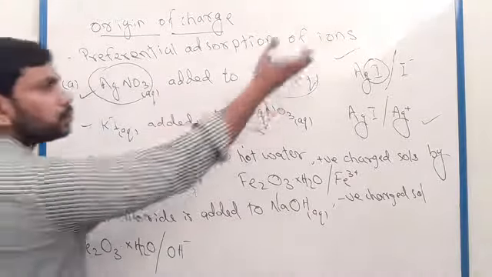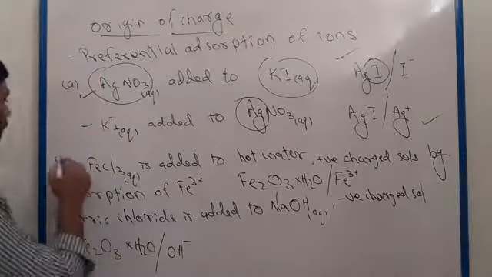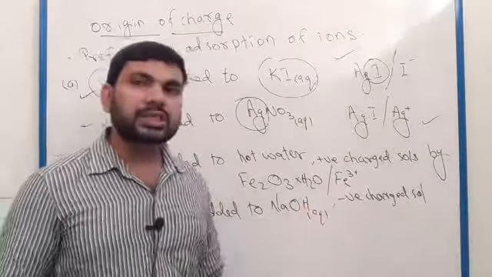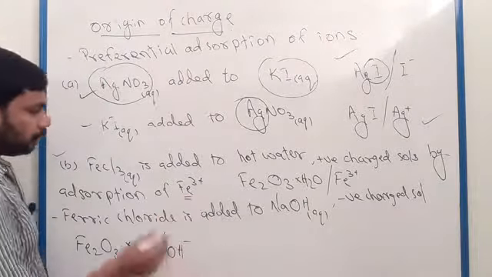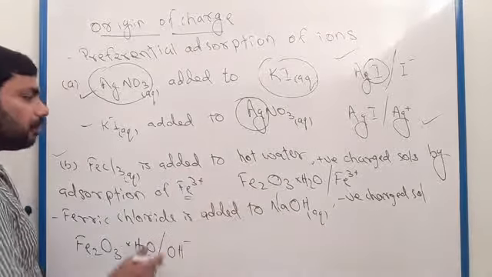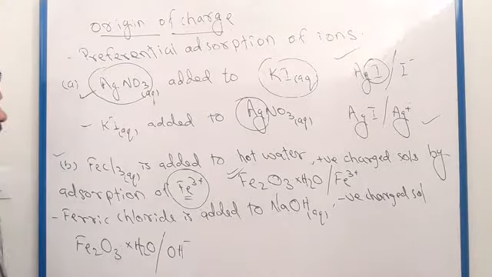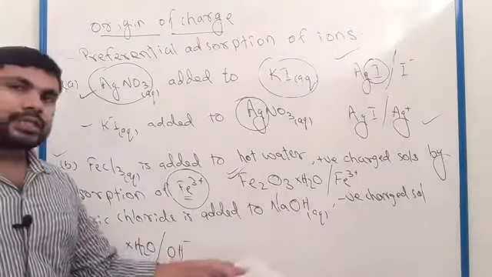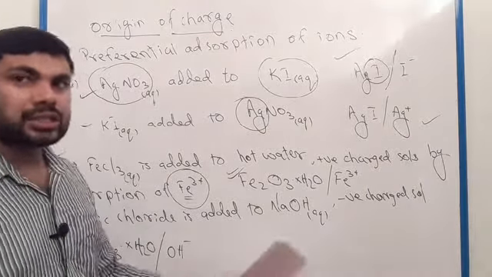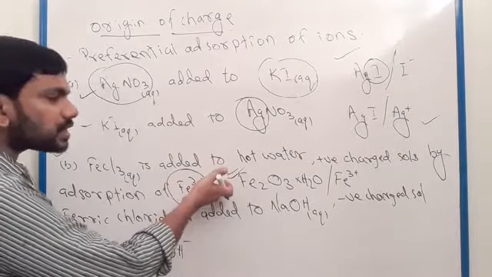So two different types of charged colloidal solution are formed. See another example: ferric chloride added to hot water. When you add FeCl3 to hot water, a positively charged colloidal solution is formed by adsorption of Fe3+. Similarly, when you add ferric chloride to aqueous NaOH, a negatively charged colloidal solution is formed by adsorption of OH minus.